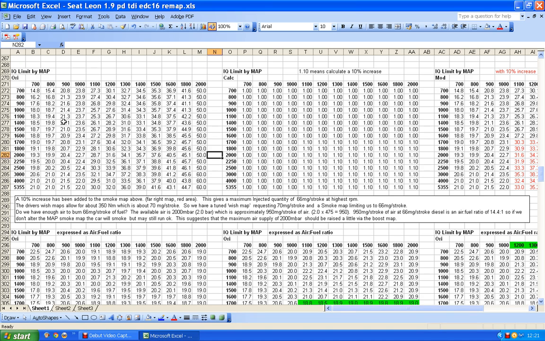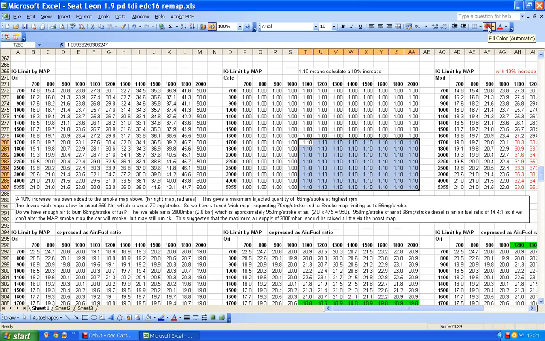So smoke, or IQ limited by MAP, so by pressure. Hence the fact that this axis here is pressure, and it ends in 2000 millibars, or 2 bar. Here I've used a calculator like I've done with other files, and so this region here, being 1.1, is in effect 10% bigger than the rest of that region there.